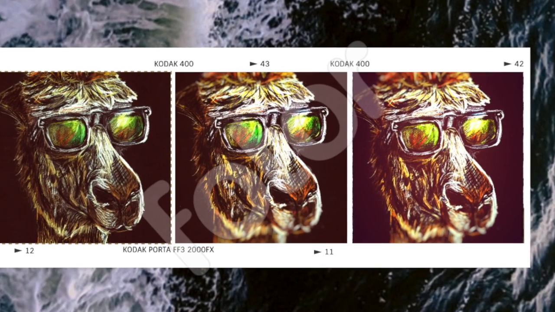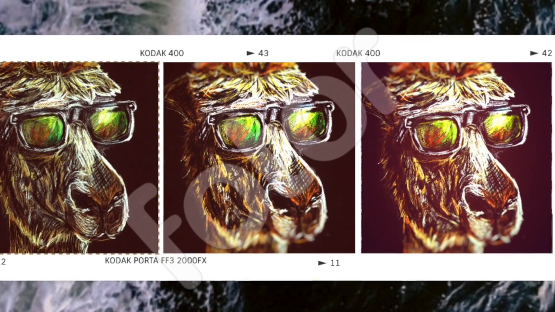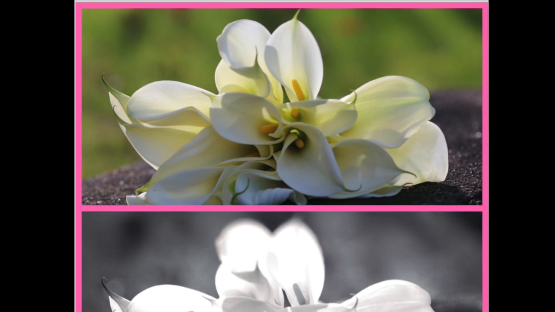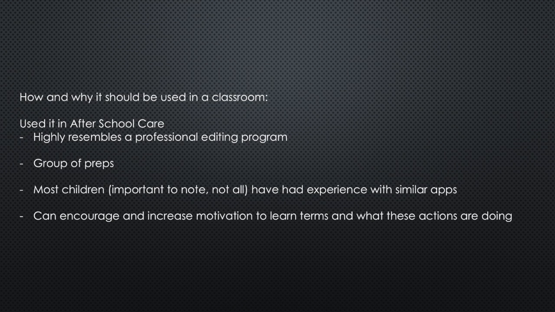They had already been exposed to similar apps and had fun playing around with the different settings with guidance. Whilst they did not know the true meanings of things such as curves, contrast, and so forth, they got a sense of what it does through visual learning of trial and error.